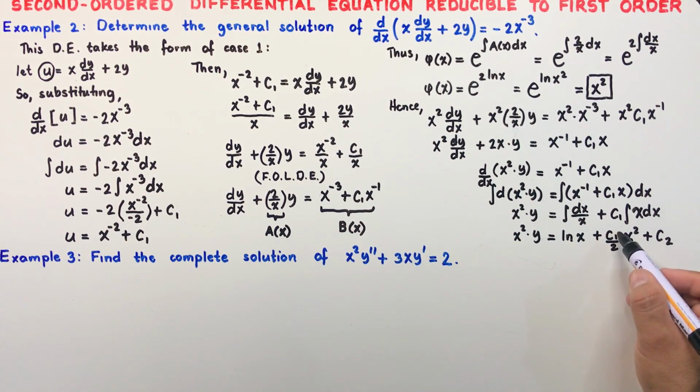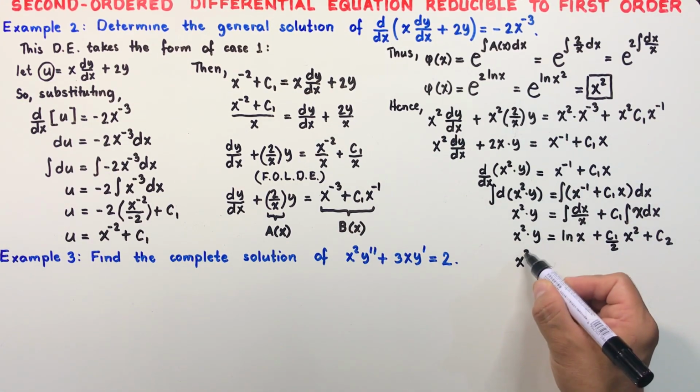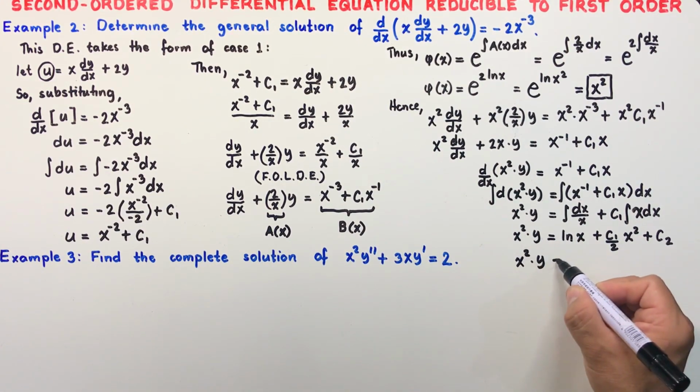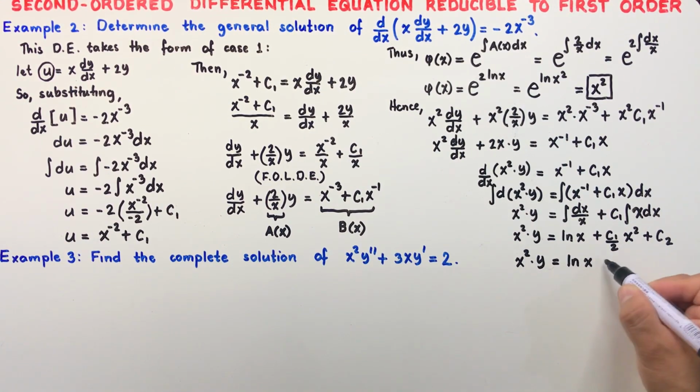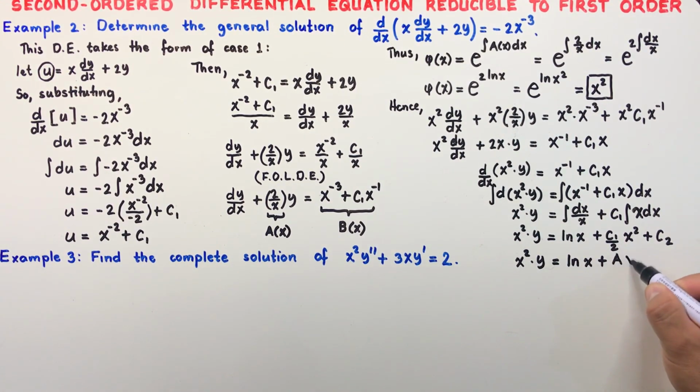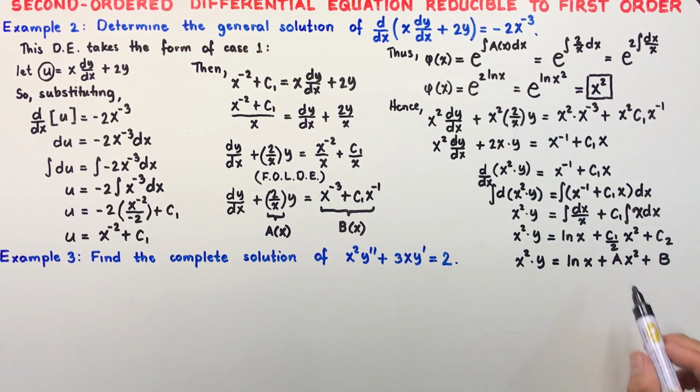So that we will not be confused by this coefficient here, because c sub 1 is constant, when divided by 2 that is a constant, the quotient is still a constant. So I will rewrite our answer as x squared times y, which is equal to the natural log of x plus a times x squared plus b here, where a and b are our arbitrary constants in the solution of this differential equation. So this is now our final solution.